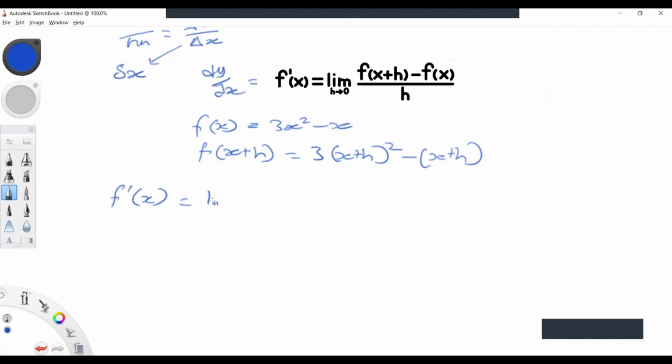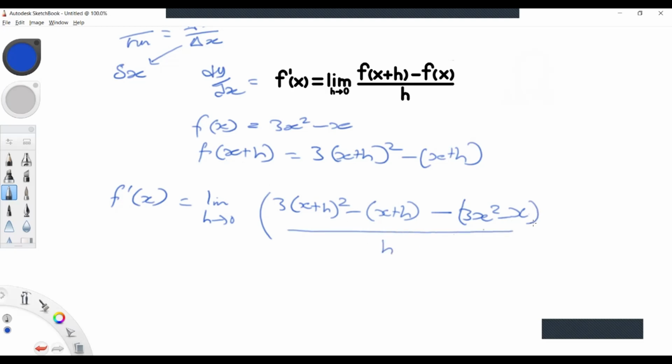derivative is going to be equal to the limit as h tends to 0 of this function, now replacing the appropriate values. So f of x plus h is going to be 3 multiplied by x plus h squared, minus x plus h, minus, in our formula, minus f of x, and we know f of x is 3x squared minus x. All of this is divided by h, close our bracket, right?